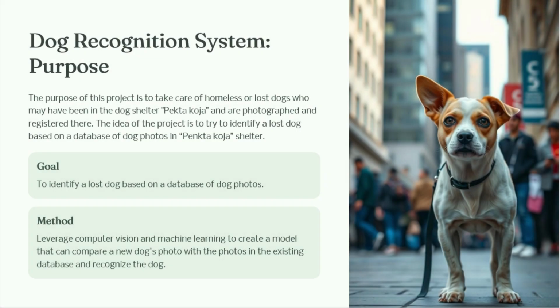The purpose of this system is simple but critical: to help identify lost or homeless dogs. Many shelters like Penkta Koja have large volumes of dog photos, but identifying a particular dog manually can be extremely time consuming and error prone. We aim to automate this process by using a machine learning based system that can recognize a dog from a photo and match it to the shelter's database. This reduces human effort and improves the accuracy of identification.